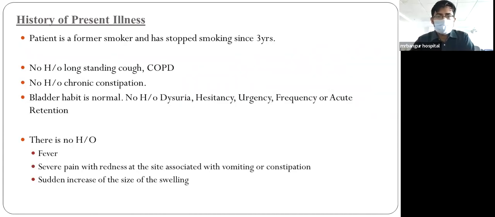The patient is a former smoker and has stopped smoking since the last 3 years. There is no history of long-standing cough or COPD, no history of chronic constipation. The bladder habit is normal and there's no history of dysuria, hesitancy, urgency, frequency, or acute retention. There is no history of fever, severe pain with redness at the site associated with vomiting or constipation, and there's no sudden increase of the size of the swelling.